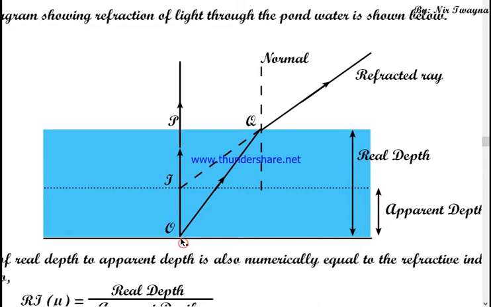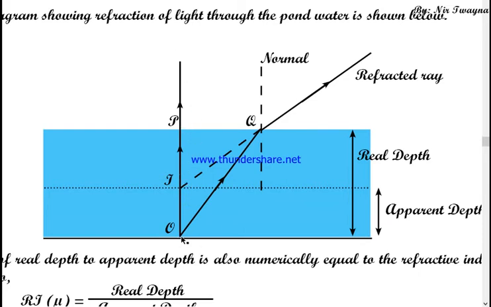Okay, O is any point on the bottom of the pond. From that point, millions of light rays are reflecting in all directions, but we only need to take two light rays. The first light ray we take is traveling straight in the perpendicular direction. The light ray traveling perpendicular to the surface of water does not undergo refraction. It will move just straight.